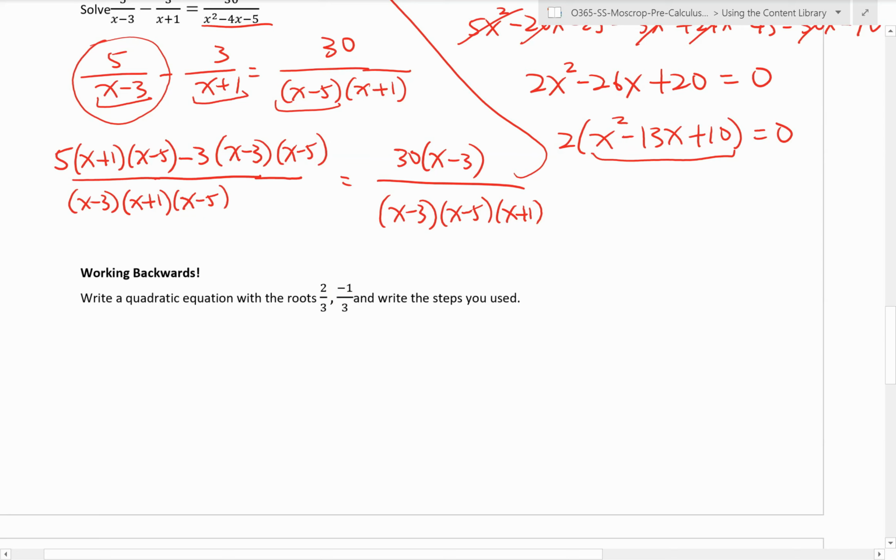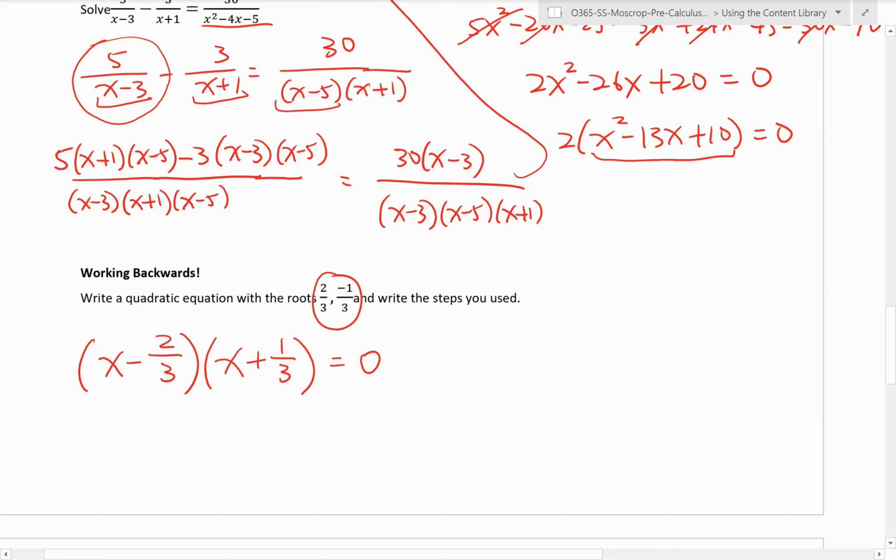Write the steps that you used. Okay, so these are the answers, and we are looking for a quadratic equation for it. The easiest way to do this is, when I factor, I would have x minus 2/3, right? Because then 2/3 is the solution, times x plus 1/3, right? Because the solution for that would be -1/3. That's how you make that equal to 0.